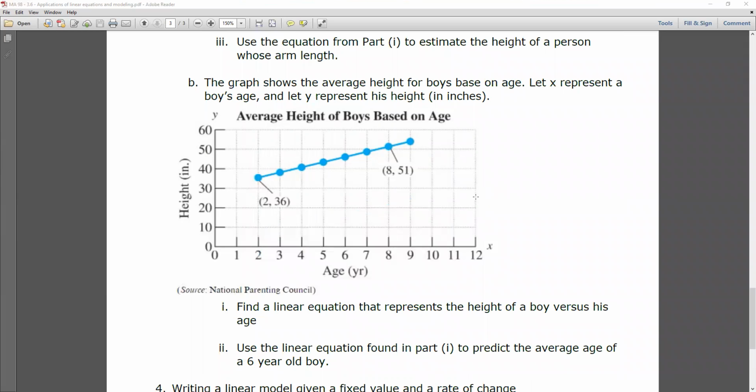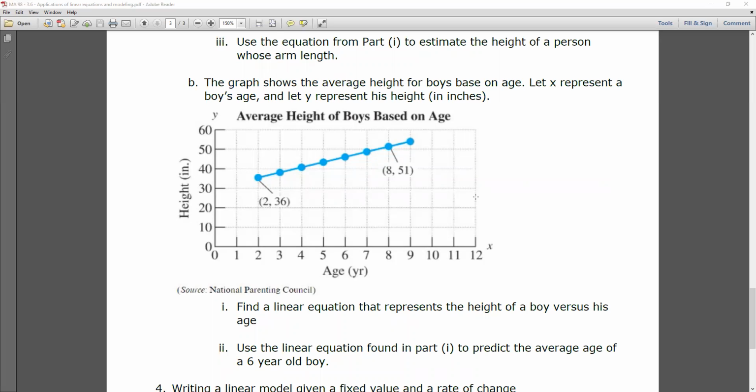All right, part B. The graph shows the average height of a boy based on age. Let x be the boy's age, and y be his height in inches. So part 1: find the linear equation that represents the height of a boy versus his age. So basically, you're just trying to find the equation.